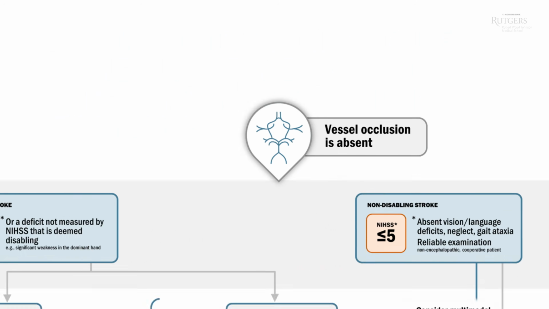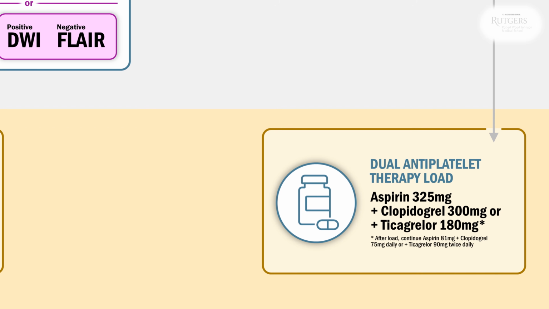Instead, these patients should receive a loading dose of dual antiplatelet therapy, aspirin 325 mg and at least 300 mg of clopidogrel or 180 mg of ticagrelor. We may continue dual antiplatelet therapy until the stroke workup is done, and then tailor the management to the patient's exact stroke mechanism.